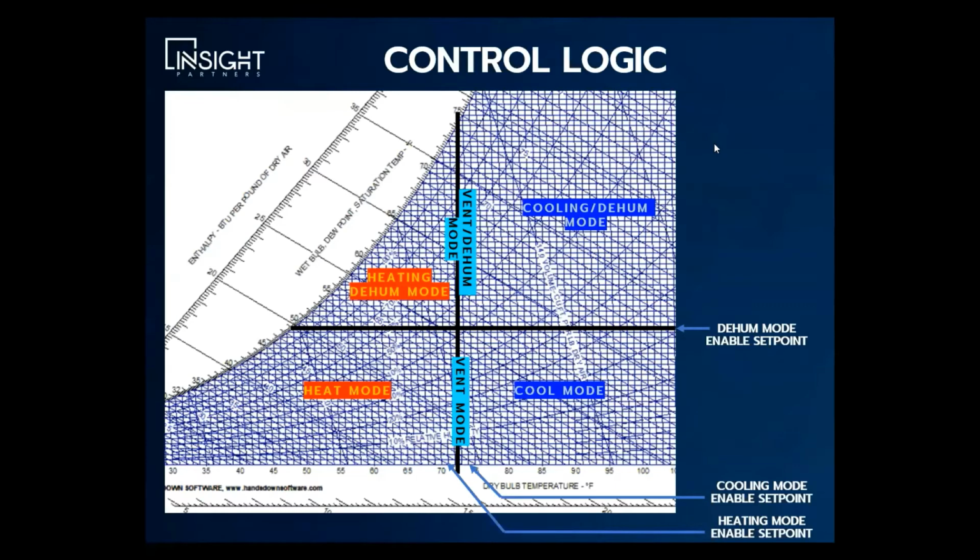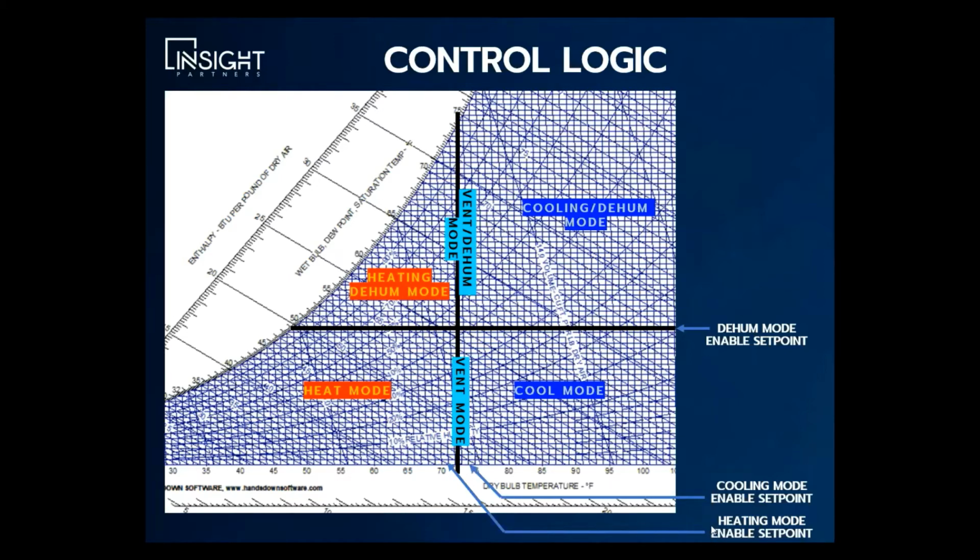We input 3 set points into the controller to psychrometrically determine which mode of operation we're going to be in. The first set point is the cooling mode enable set point. If the entering air temperature climbs above this set point by 1 degree, we're going to go into cooling mode.